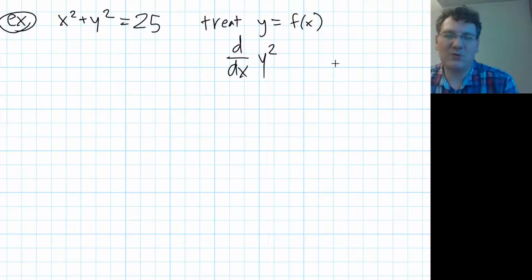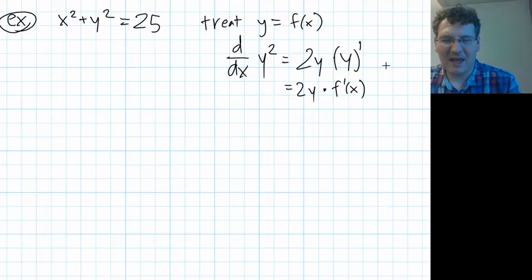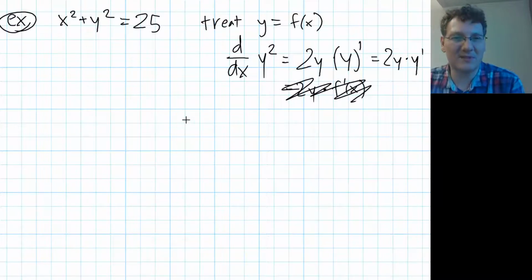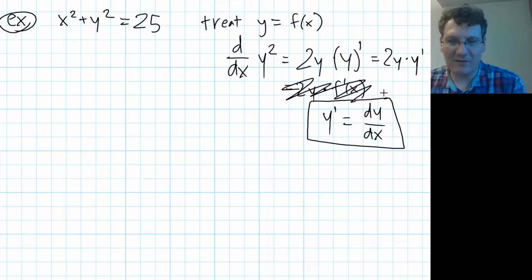The derivative of y squared using the chain rule is going to be 2y times the derivative of y, right? By the chain rule, which would be like 2y times f prime of x. In fact, it may be easier to just keep it as y prime. So I'm going to write 2y times y prime. I'm actually going to have a bunch of y primes in here. And y prime, that's dy over dx. That's just another way of writing that. In the end, I'm going to solve for that y prime.